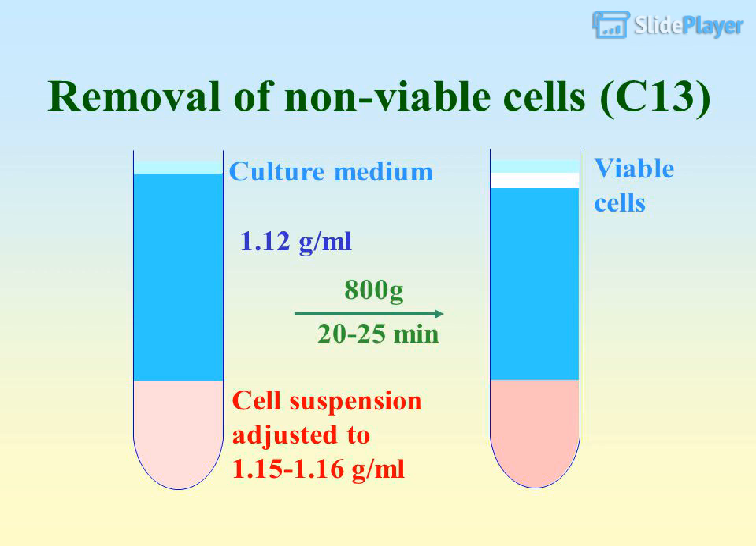Removal of non-viable cells, C13. Cell suspension adjusted to 1.15 to 1.16 grams/ml. 1.12 grams/ml. Culture medium. Viable cells. 800 g, 20 to 25 minutes. The recovery of viable cells from a suspension containing non-viable cells is also best carried out by flotation. Again, all the non-viable cells, cell debris and released components from non-viable cells remain in the sample zone and are separated from the lower density viable cells by the clean 1.12 grams/ml layer.